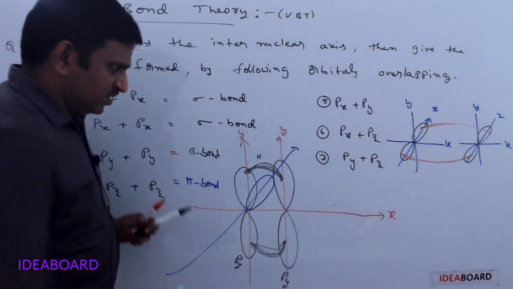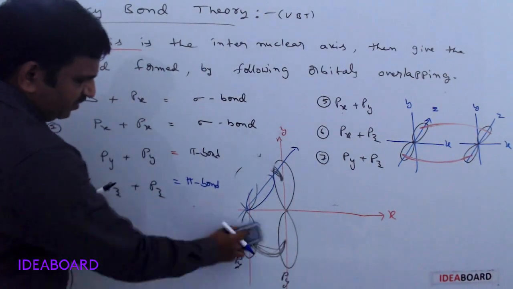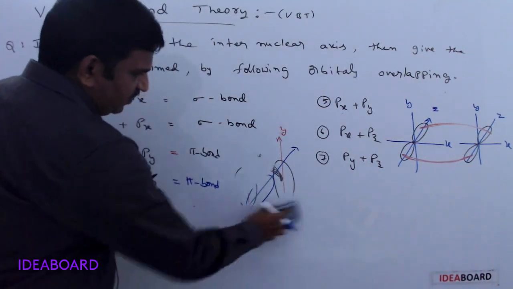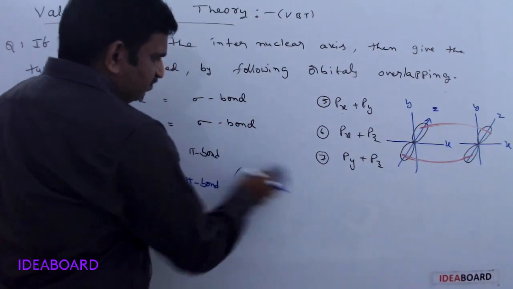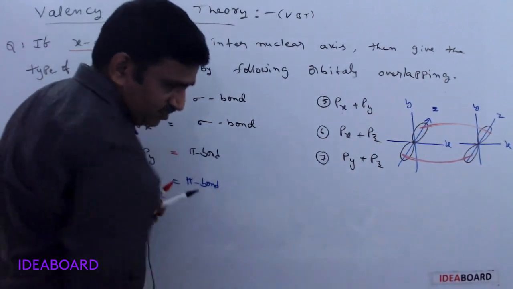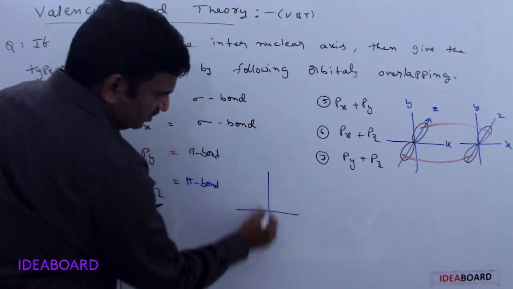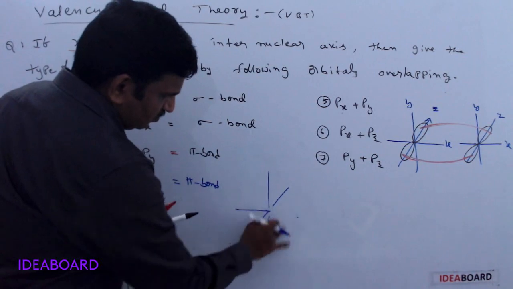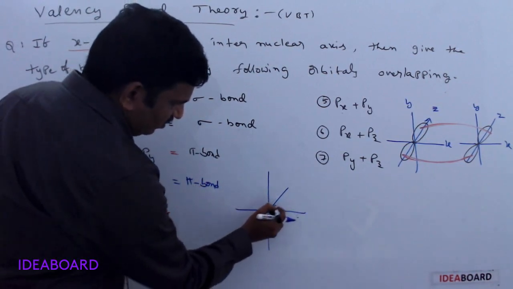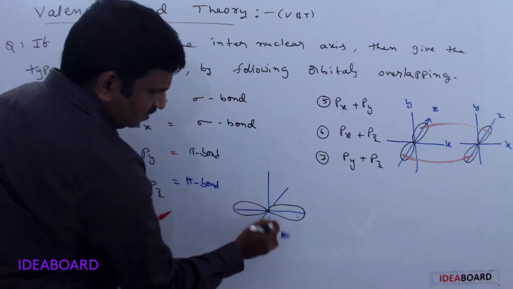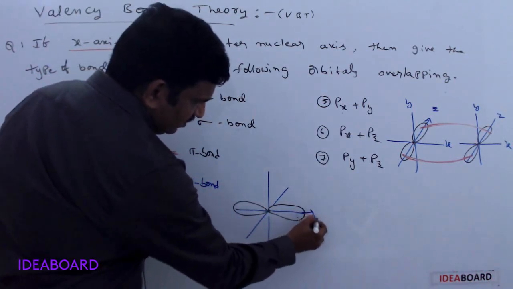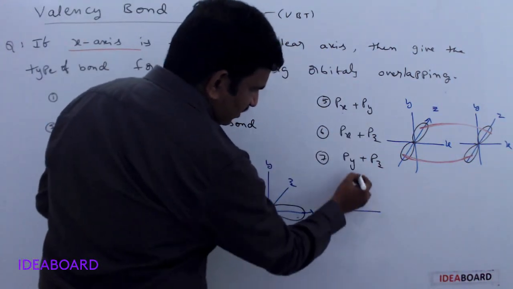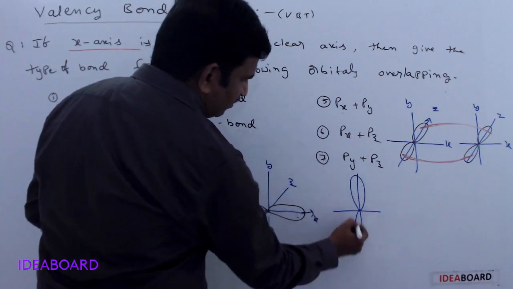Next, in between px and py. Please remember carefully, this is important. In between px and py, what type of bond is formed? One atom has a px orbital, another atom has a py orbital. So now I am taking one atom here. This is the px orbital of one atom, and the second atom's py orbital is required, so here I am taking the py orbital for the second atom.